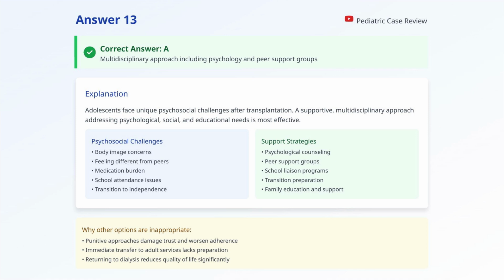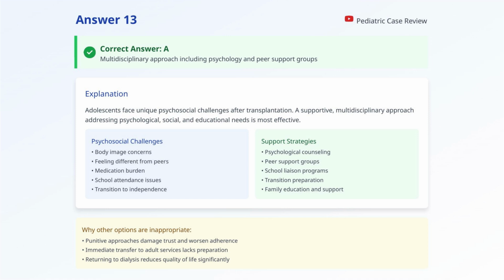Adolescents face unique psychosocial challenges after transplantation. A supportive, multidisciplinary approach addressing psychological, social, and educational needs is most effective. Psychosocial challenges include body image concerns, feeling different from peers, medication burden, school attendance issues, and transition to independence. Support strategies include psychological counseling, peer support groups, school liaison programs, transition preparation, and family education and support.